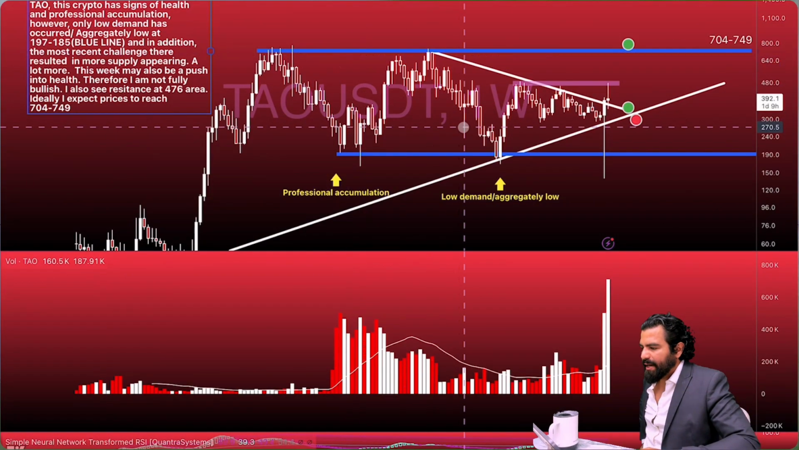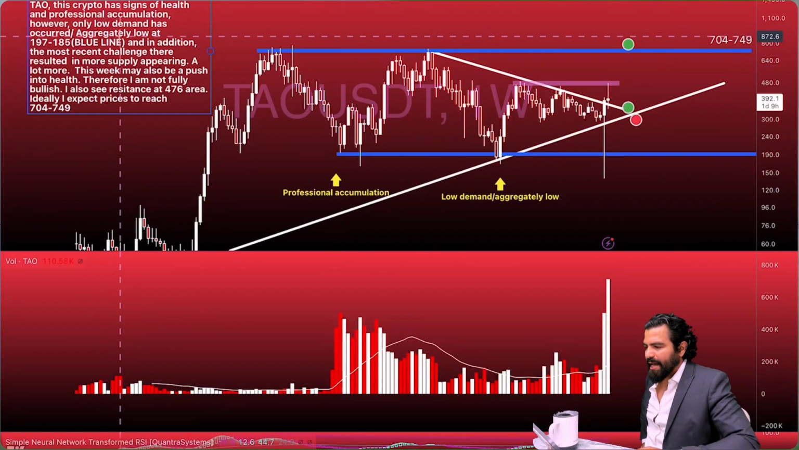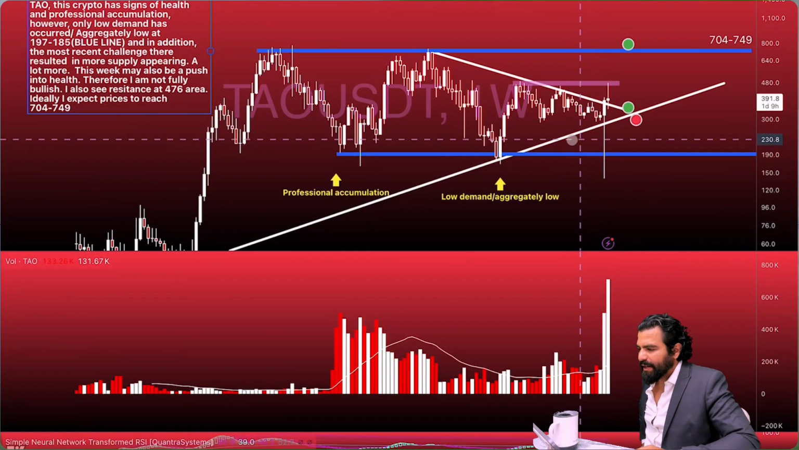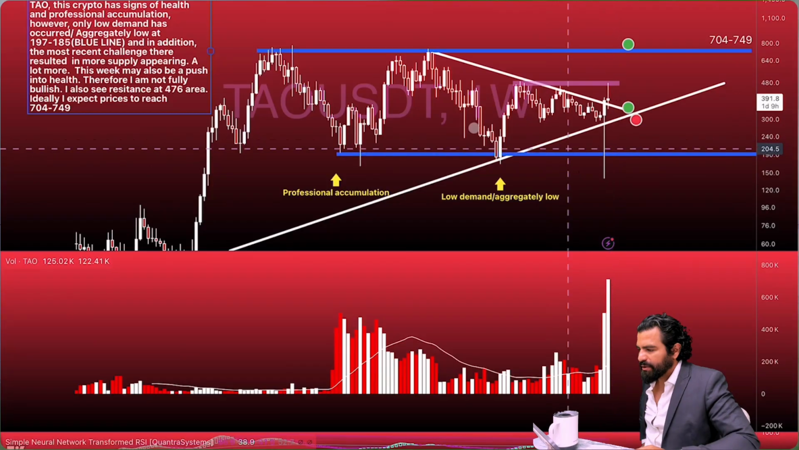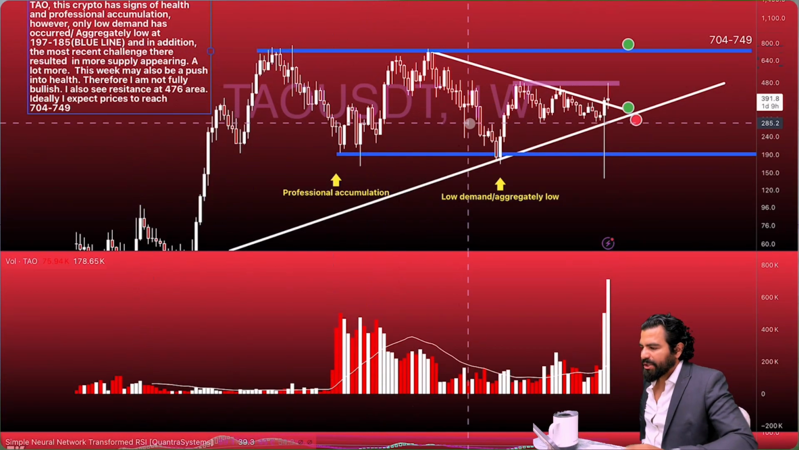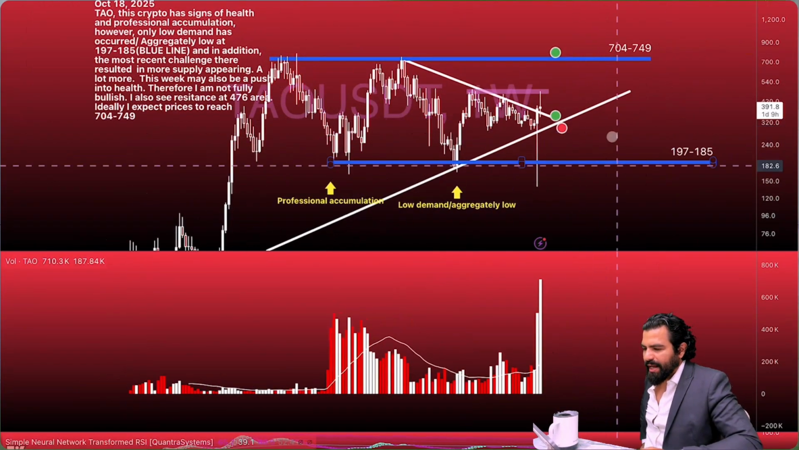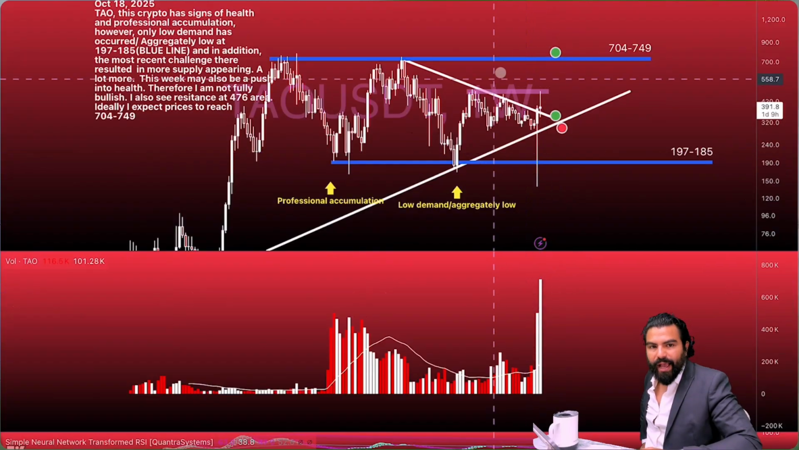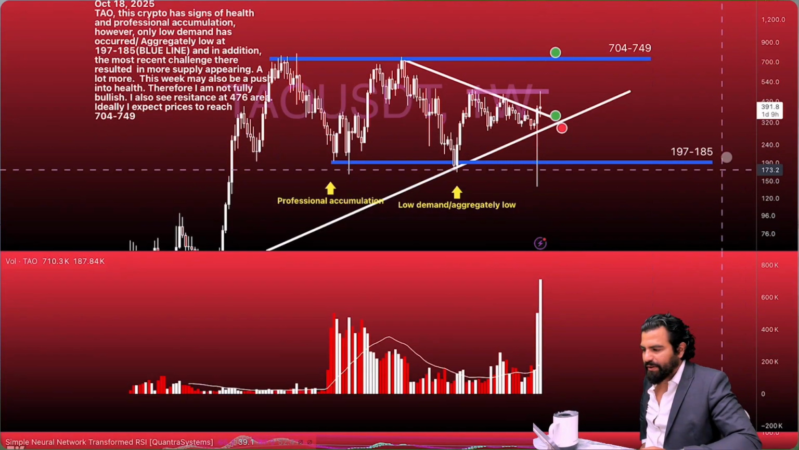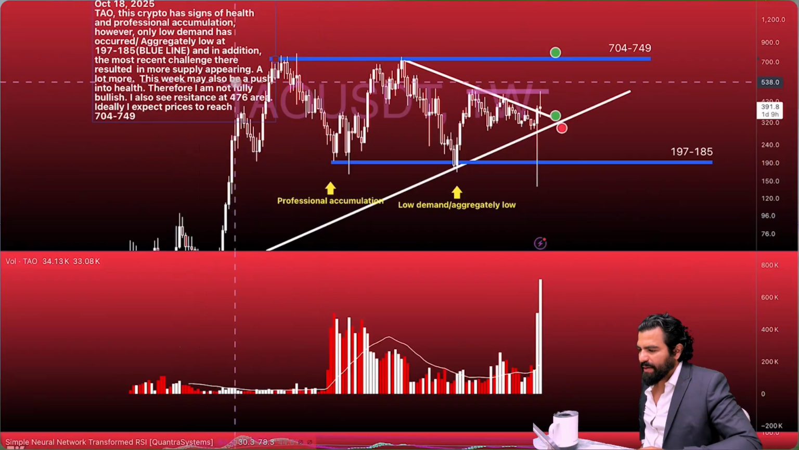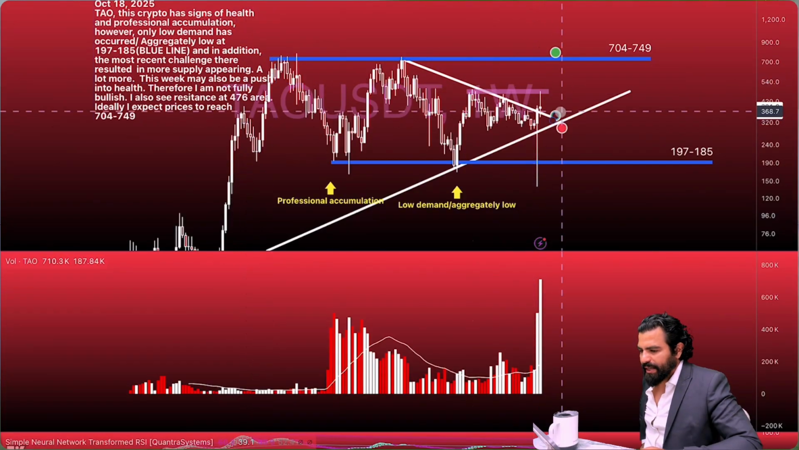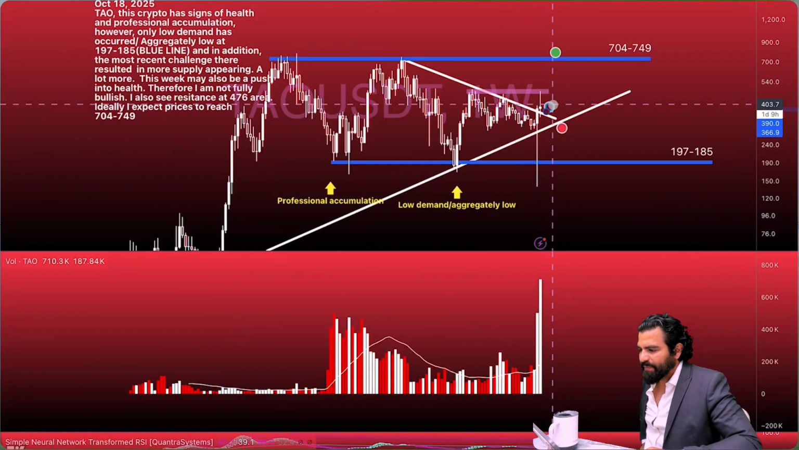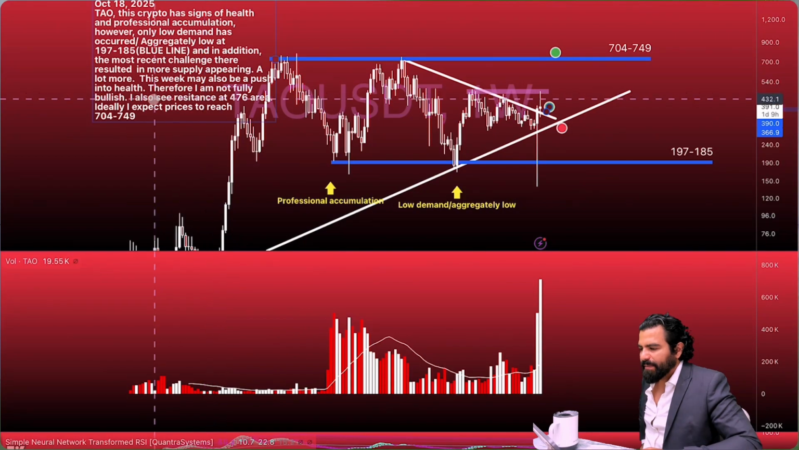However, only low demand has occurred, aggregately low at the 197.9, which is that blue line. In addition, the most recent challenge here resulted in more supply appearing. See, more supply at the challenge at that 197 area. This week may also be a push into health, which may be a push right here. Therefore, I'm not fully bullish.